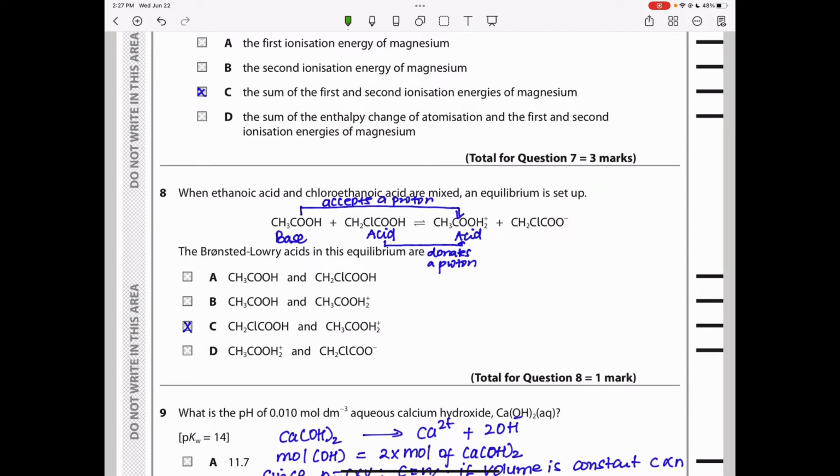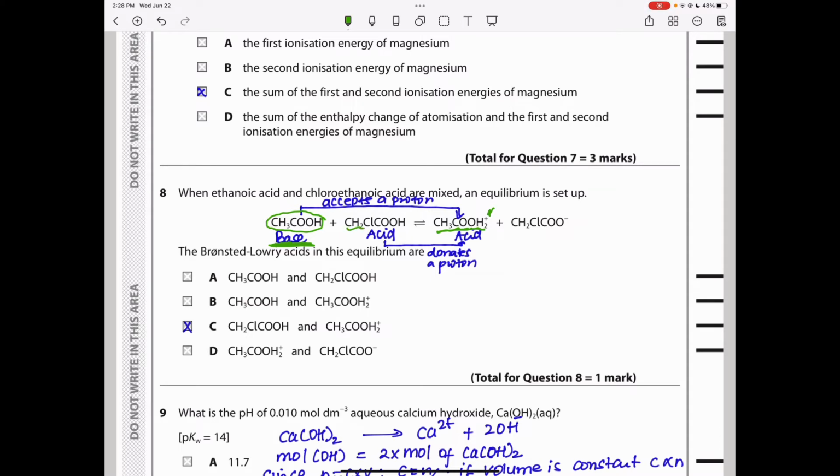So when we look at this, this is ethanoic acid. However, it has become something else here because it has gained a proton. And because it gained a proton, you can see there are 2 hydrogens here. It means this is going to be a base. It was a base on this side and it became an acid this side because it gained a proton. In the reverse direction, it's going to be an acid. In the forward direction, it's going to be a base.